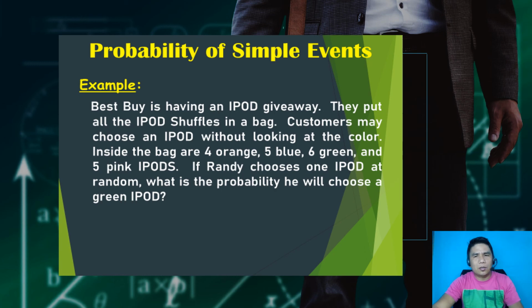Since there are 6 green iPods over the 20, that's 6 over 20 probability, or 3 over 10. Then you're going to get a percentage of that. That's the probability of getting a green iPod: 30%. You need to be specific. You just divide 3 by 10 and then multiply by 100%, and you can get the probability.